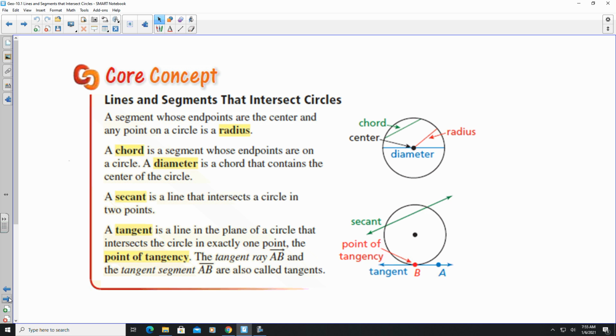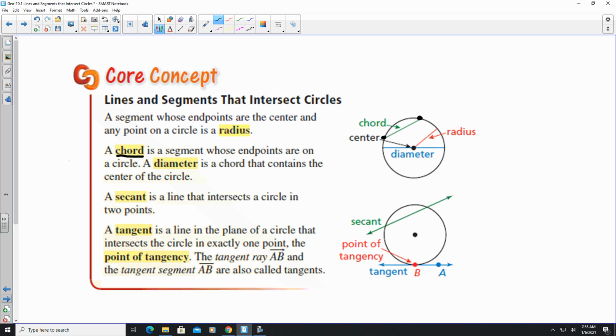So the very first term that we're going to take a look at is a chord. A chord is a line segment whose endpoints are on the circle. So this is what they chose to represent as a chord. So any line segment where their two endpoints are on the circle ends up being a chord.